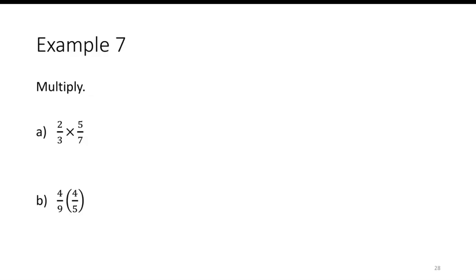So 2/3 times 5/7, that's going to be 2 times 5 over 3 times 7. So 10 over 21. And that is as simplified as we're going to get. 4/9 times 4/5 is 4 times 4 over 9 times 5. That would be 16 over 45.